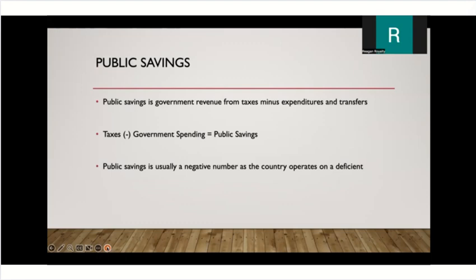So with public savings, this is government revenue from taxes minus the expenditures and transfers. If you were going to use this in a math equation, it would be taxes minus government spending, which is equal to public savings. Public savings is usually a negative number as the country operates on a deficit. So that's important to remember. When you see a negative number as public savings in the equation, taxes minus government spending, that's not a red flag.